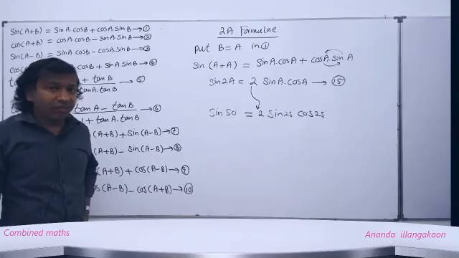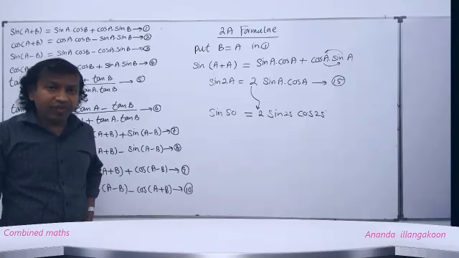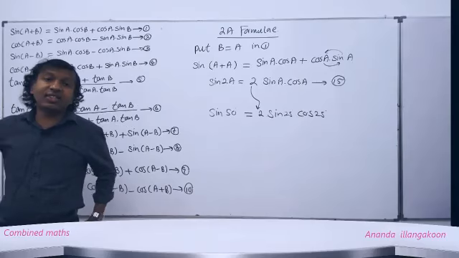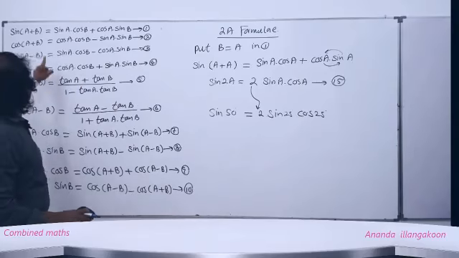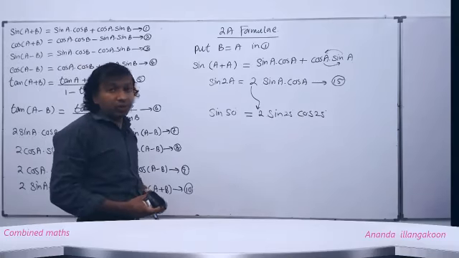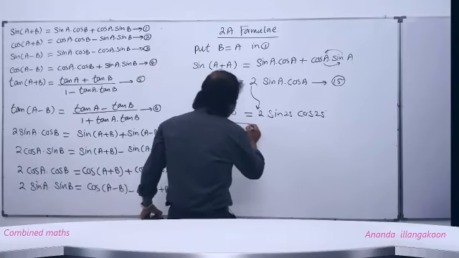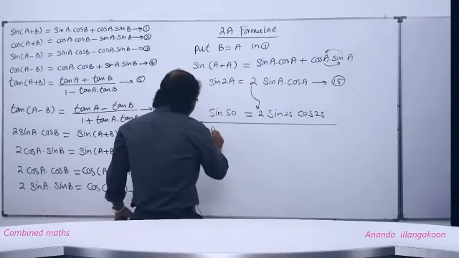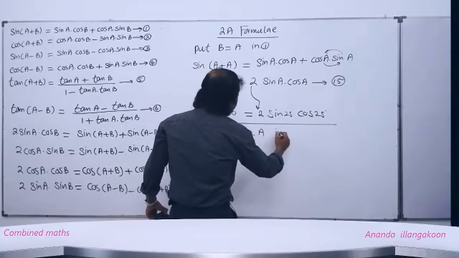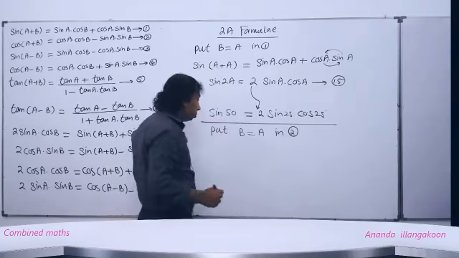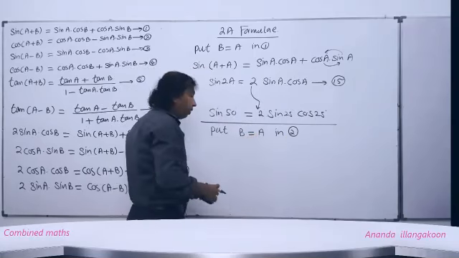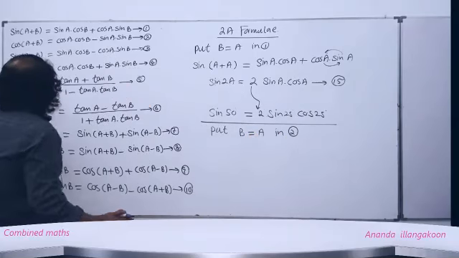That is number 15. Formula number 15. Okay. Now to get the formula number 16, people, what we do is in number 2 we put B equals A. In number 2 we put B equals A. Right. Now write down like this. Put B equals A in number 2. Then what do you get?